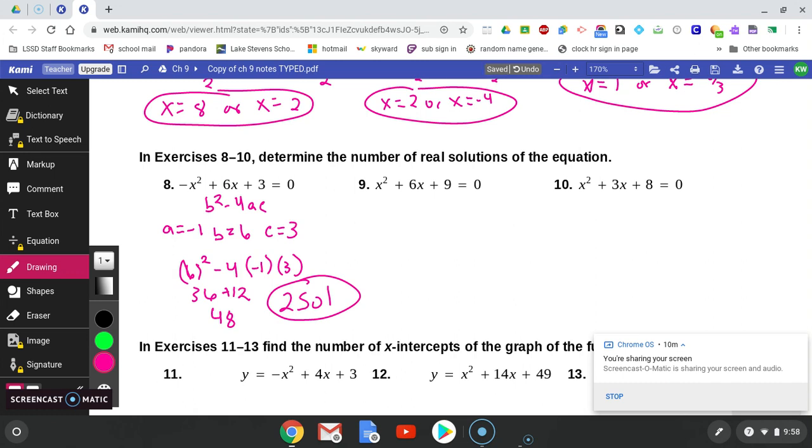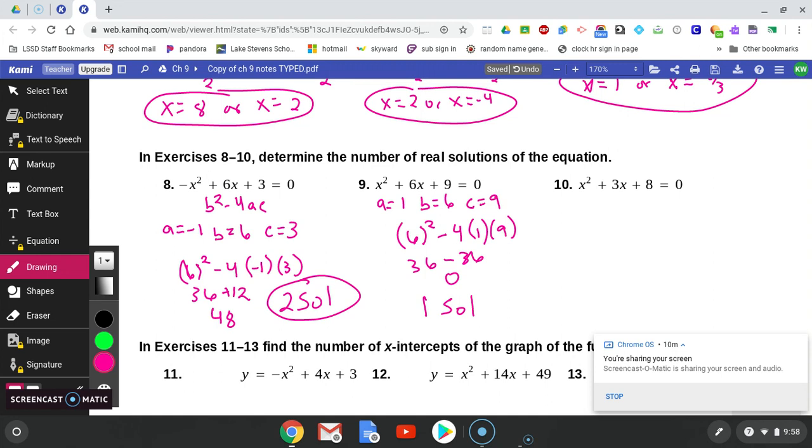Okay, try number 9. Tell me how many solutions there are going to be. So again, identify what A, B, and C are. So I have B squared minus 4 times A times C. So I have 36 minus 4 times 1 times 9 is 36. So I get 0. That means I'm going to be taking the square root of 0, which just gives me one possible answer. So there's only going to be one solution. Again, my answer isn't 0. I know there's just going to be one solution.